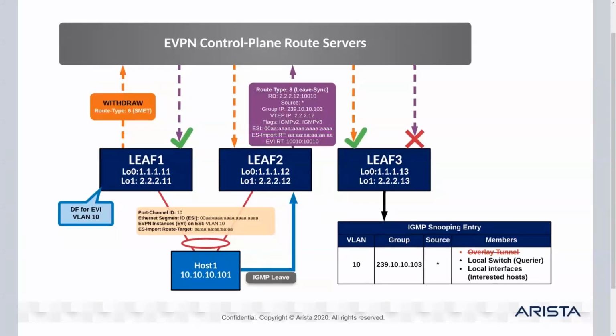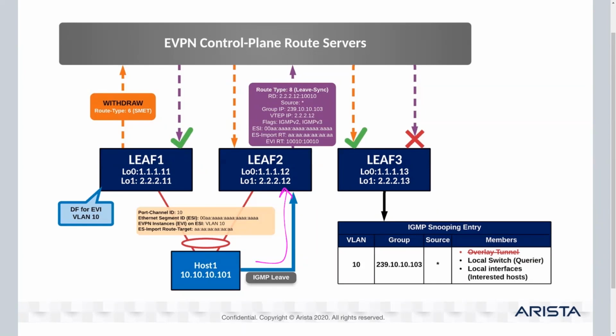So what happens when a receiver actually ends up leaving that particular group? Similar to the previous scenario, we need a way for VTEPs servicing a common ESI to signal to each other any IGMP leave message received on a particular EVI. Again, in this case, the EVI is VLAN 10. So in this example, host 1 has decided it's time to leave this particular feed, 239.10.10.103. Host A sends that, and leaf 2, the non-DF, ultimately receives it.